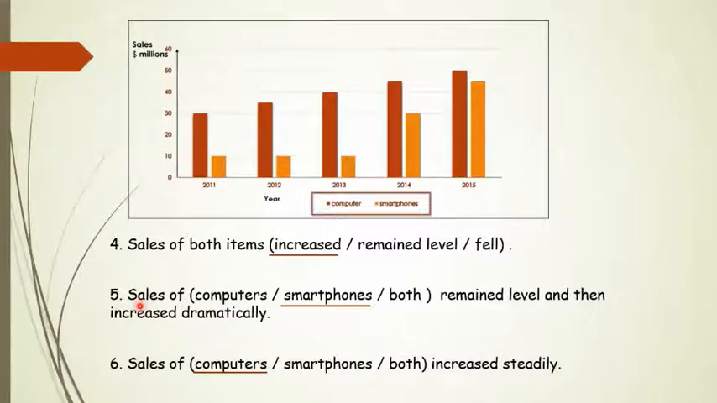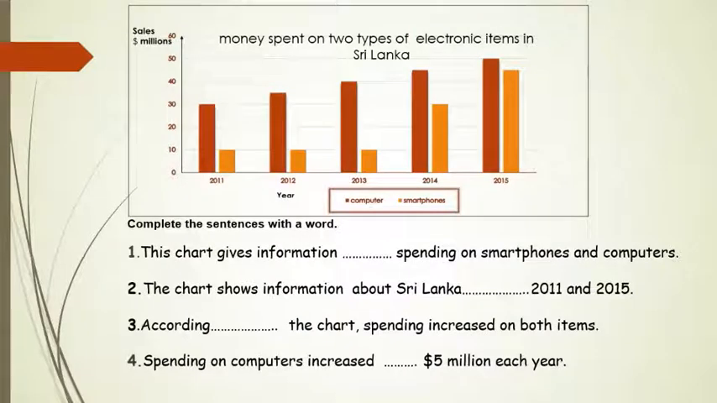Sales of smartphones remained level and then increased dramatically. Number 6, sales of computers increased steadily. Clear? Okay, I hope now you are getting familiar with certain words and sentences. Well, let's try another activity.